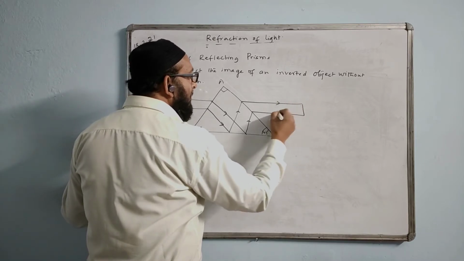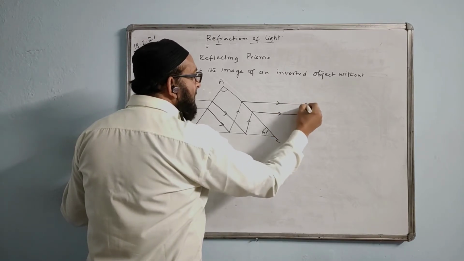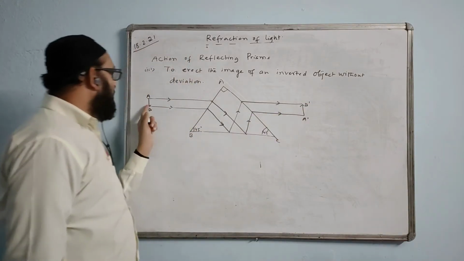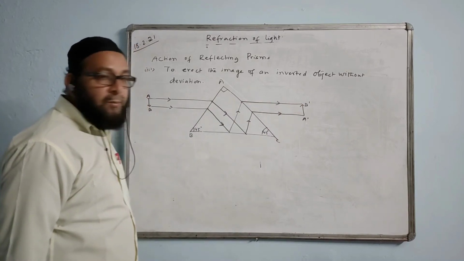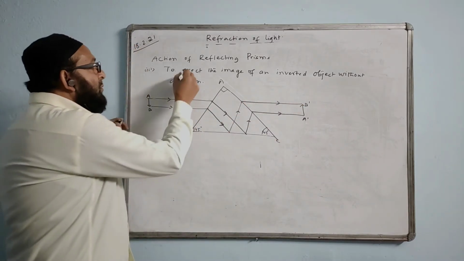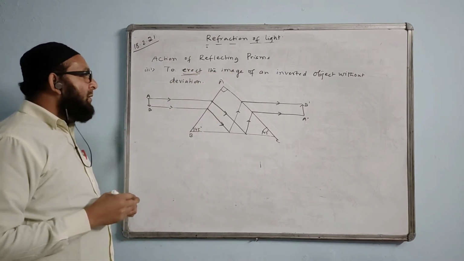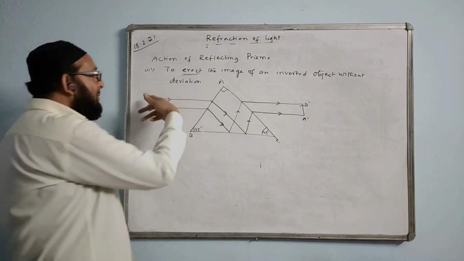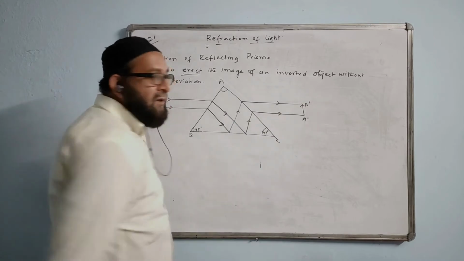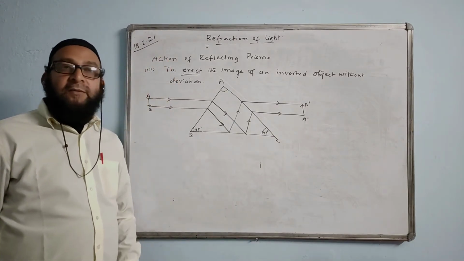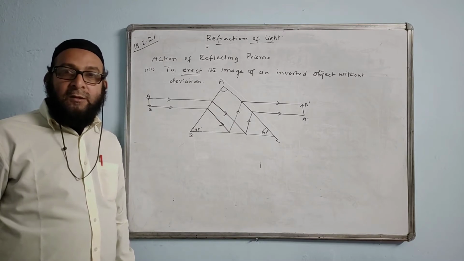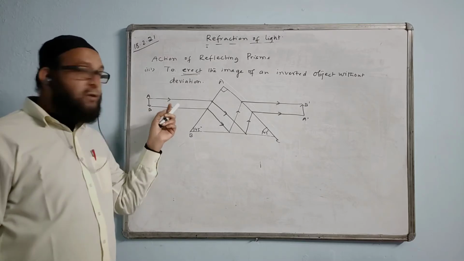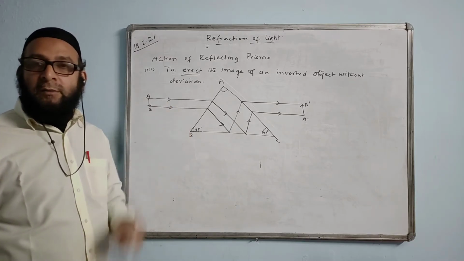And here is the image formed. Image will be erect like this, A dash, B dash. From A the rays reach the point A dash, from B the rays reach the point B dash. The object is inverted but the image is erect, without any deviation. There is no deviation because the image is formed in the same line. The previous one, used in binoculars, was also erecting the image but with a deviation of 180 degree. This is also erecting the image but without any deviation.